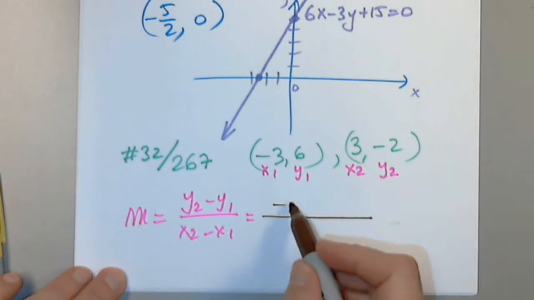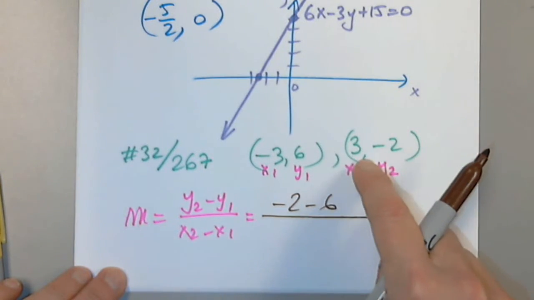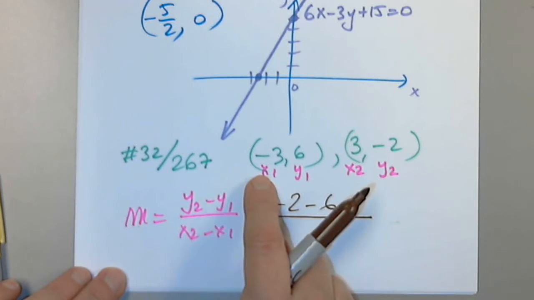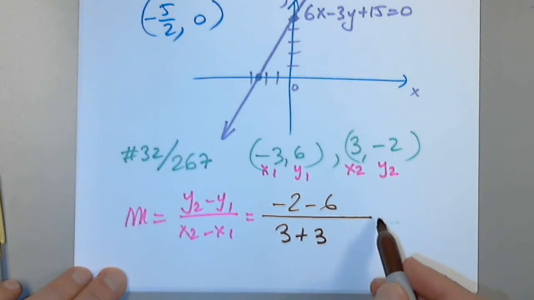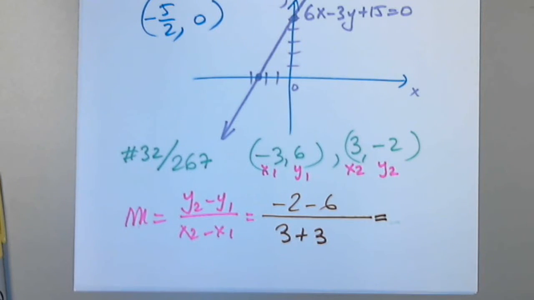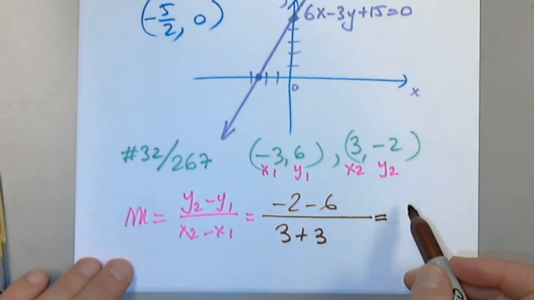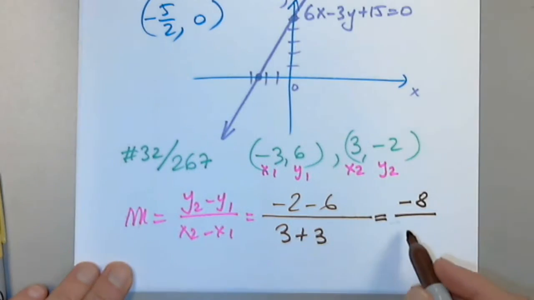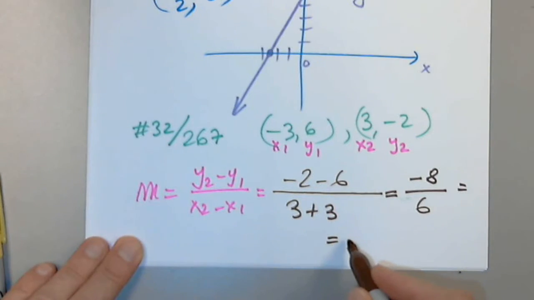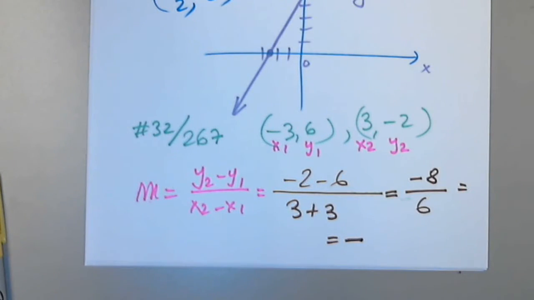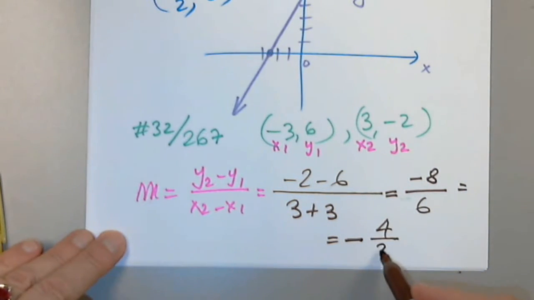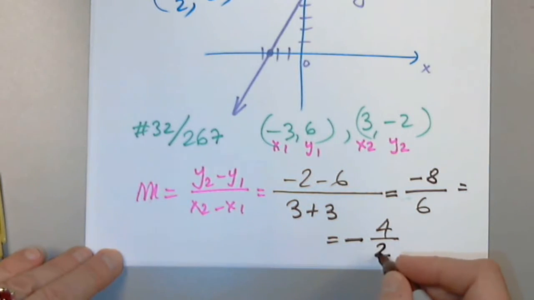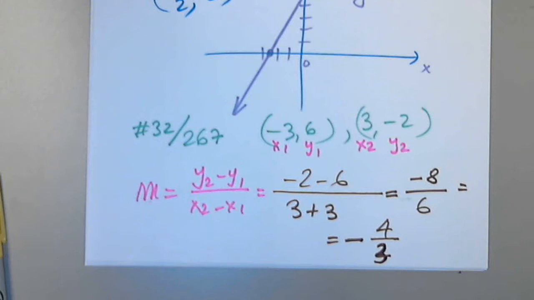Negative 2 minus 6, but 3 minus negative 3. 3 plus 3. Correct. The numerator is... careful. No, that's negative 8. The denominator is 6. The answer must be negative, and we simplify by 2 and we get... sorry, I said 2 and I wrote 2. So it's indeed negative 4/3.